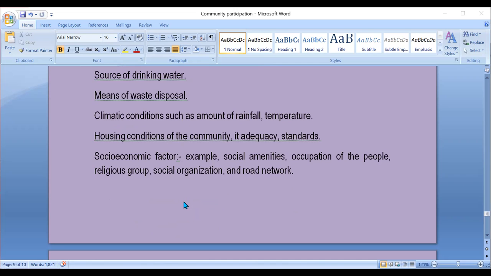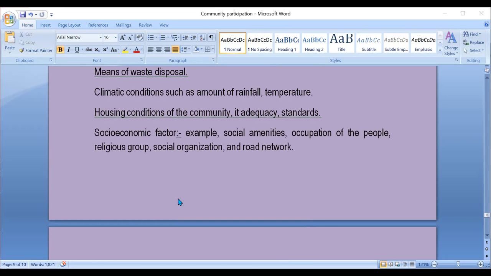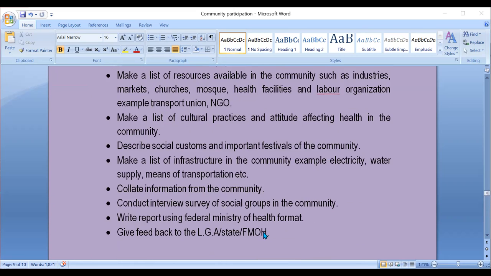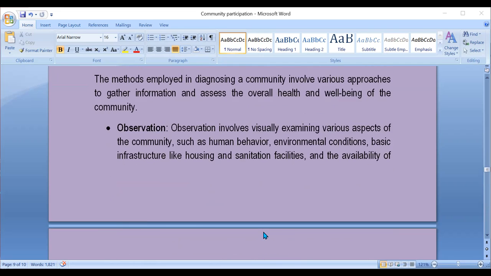It's also going to provide you with socioeconomic factors that are found there, such as social amenities, occupation of the people, religion, religious group, social organization, and road network. So this is the information that community diagnosis is likely to provide you with.